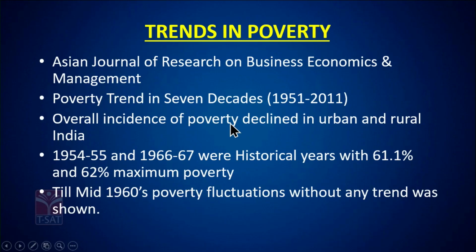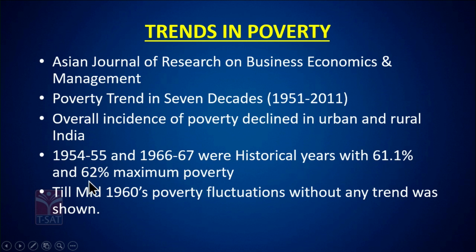So incidence of poverty in this seven decades period declined in rural areas as well as in urban areas, which shows a good improvement in the achievements of the Indian economy. 54 and 55 was one historical year during which the maximum poverty level or percentage was 61.1%.